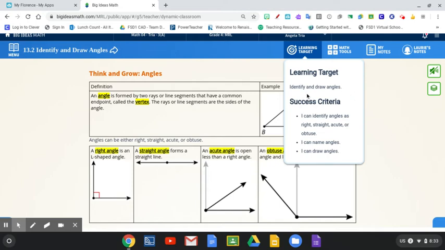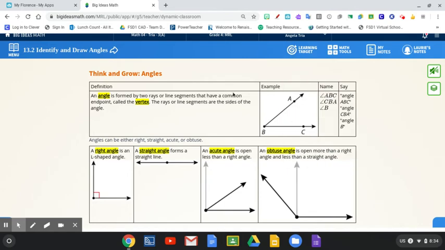So our learning target is identify and draw angles. And our success criteria, how we know we've met that learning target, is if you can identify angles as right, straight, acute, or obtuse, and that you can name and draw angles. So we're going to look at some vocabulary words together and talk about their definitions first.